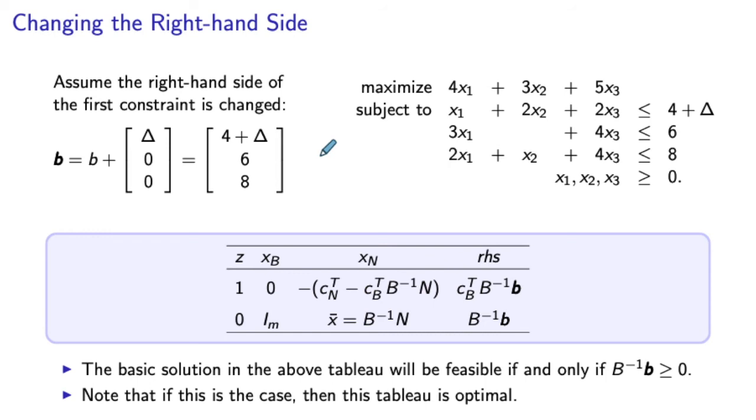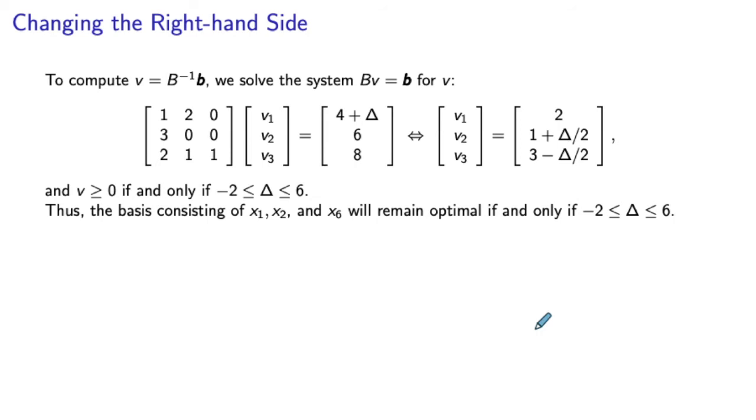Here I want to emphasize that as long as the previously optimal basis remains feasible, it's going to remain optimal. Now, if we don't have the optimal tableau from which we can read B inverse, then we can compute B inverse times b without actually computing B inverse, but instead solving a linear system. We denote this by v, and then computing B inverse times b reduces to solving the linear system B times v is equal to b. And this is what is done in this example here. So we have Bv is equal to b, we solve this system and we get the range of delta to be between -2 and 6.